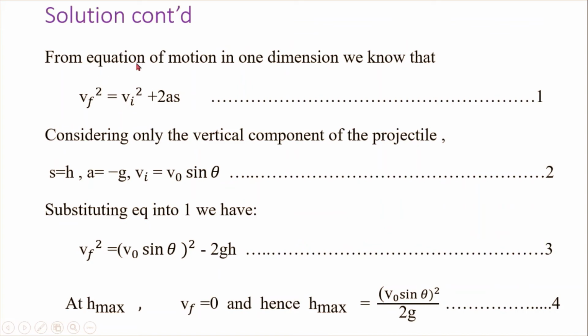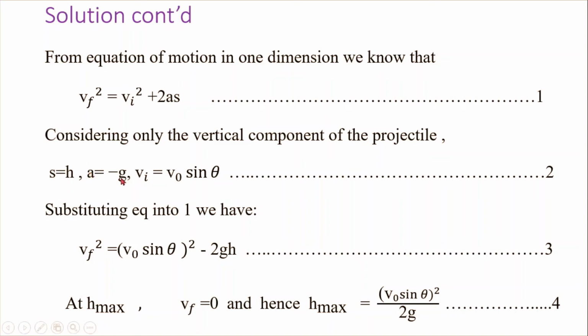Comparing all the givens and the required quantities in the problem with the five equations, we choose v final square equals v initial square plus 2 times acceleration times displacement as the best match for solving our problem. So, in place of s, we can substitute h, because the motion is vertical, so the displacement is vertical displacement, so we say h or height.